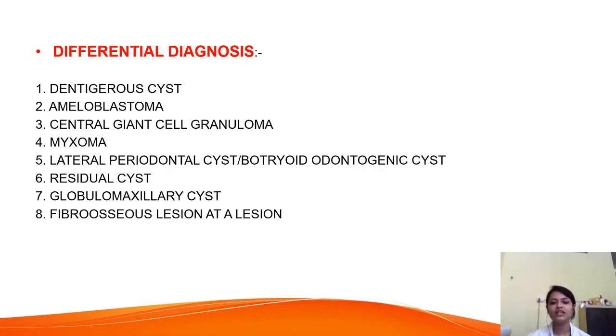Histopathology is mainly important to rule out the diagnosis. Without that, we can't confirm a cyst. Then there is the globulomaxillary cyst and fibroosseous lesion. A fibroosseous lesion is a bone lesion, but still in its initial early stage it will be radiolucent. At that time, from the radiograph alone, you can't understand whether it is a fibroosseous lesion or a cystic lesion.